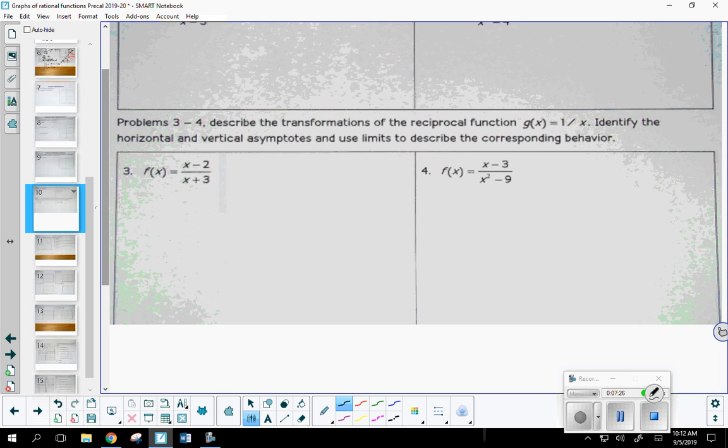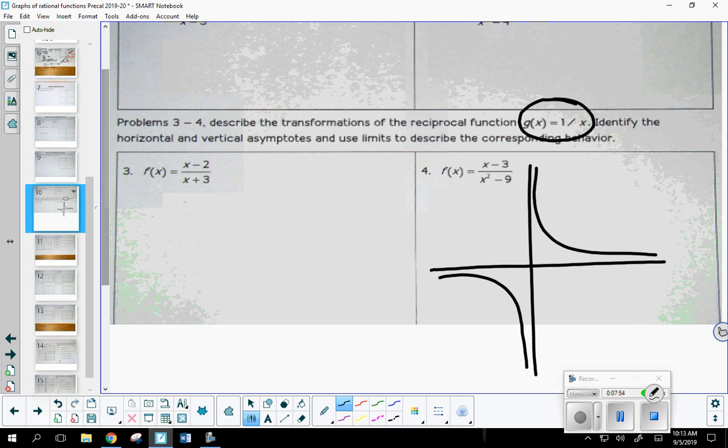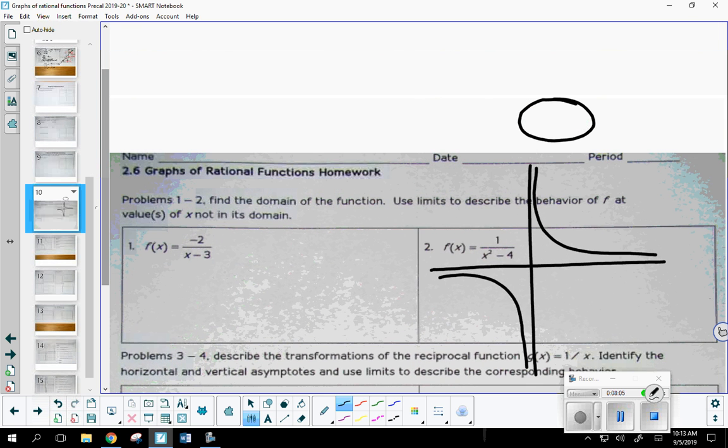Now, several people have already approached me about numbers 3 and 4, and they got confused because it says describe the transformations of the reciprocal function g of x equals 1 over x. So some people were asking me, well, do I just put x plus 3 over x minus 2? What word were they focused on? The reciprocal. But this here, this is the rational parent. This is the guy that started it all. All the graphs that we've been looking at, they originate from this guy right here. Well, besides calling him the rational parent, we can also call him the reciprocal function. So we're not saying take the reciprocal, we're just saying that's the name of the function. Does that make sense?